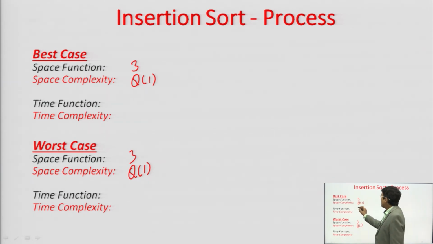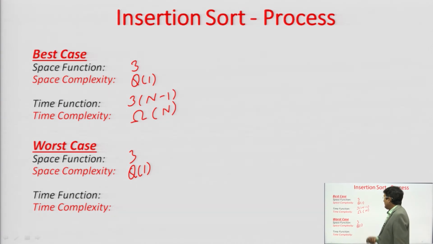So the time function for the best case would be 3 into n minus 1, which can be written as omega of n. In the worst case, when you have to perform all the iterations, and in each of the iterations the number of comparisons is equal to the number of the iteration, the total time function here would be 5 by 2 into n plus 1, n minus 1, not n plus 1, this will be n into n minus 1.